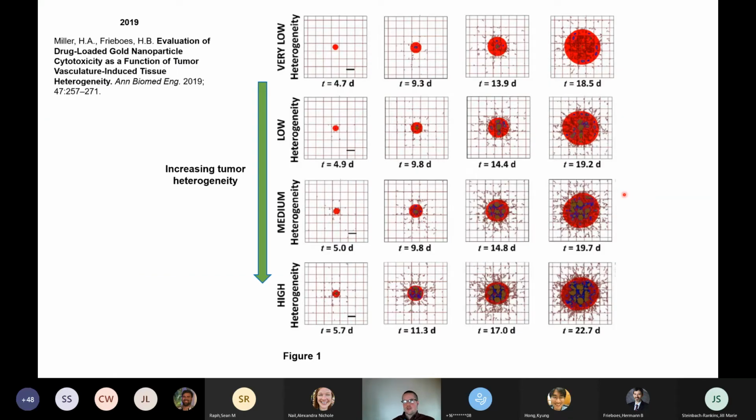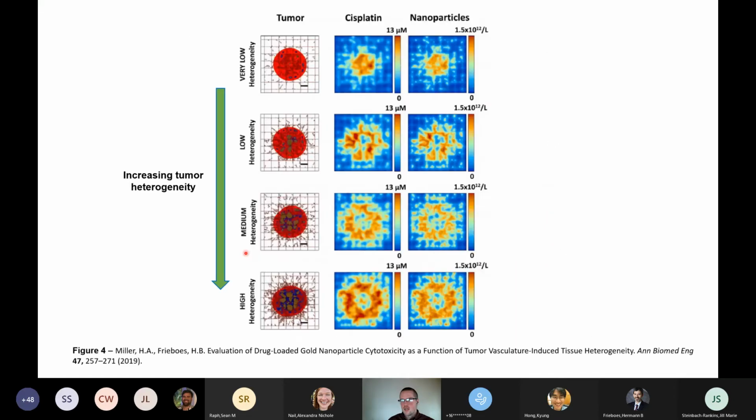To continue with this effort, we investigated how tumor tissue heterogeneity, driven by differences in the necrotic and hypoxic oxygen thresholds, affected nanotherapy response in vascularized lesions. Differences in tissue heterogeneity were simulated, resulting in differences in vasculature, represented here by the generalized cases of very low, low, medium, and high heterogeneity. In these 4 cases, we observed differences in nanoparticle and cisplatin concentration over time.